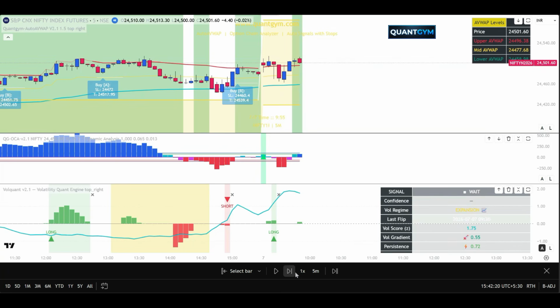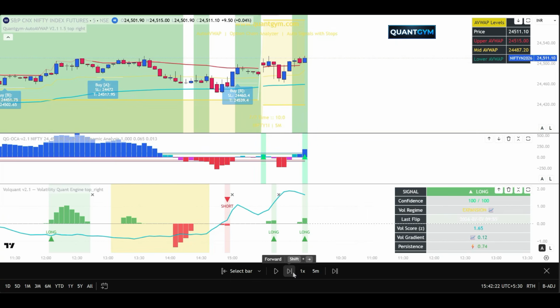Same thing going on, Nifty trading in the same range. Okay, this bar is interesting. In this bar on OCA, you get a gamma squeeze bar and you get a buy. On the vol quant also you get a buy. The closing of this bar is 511.